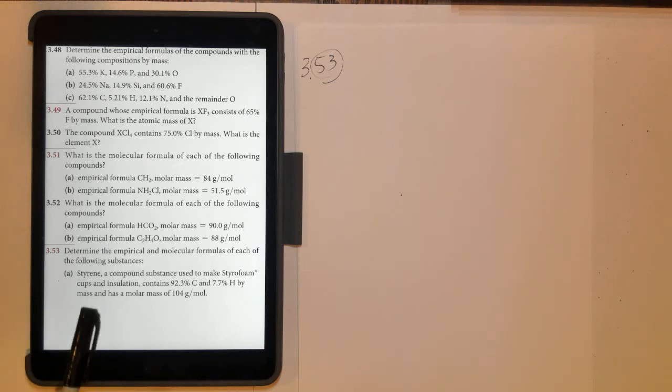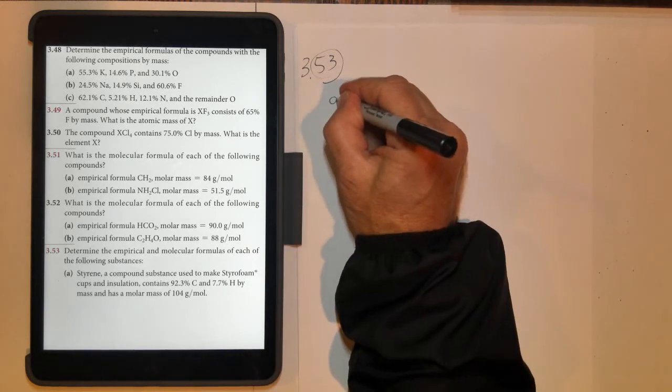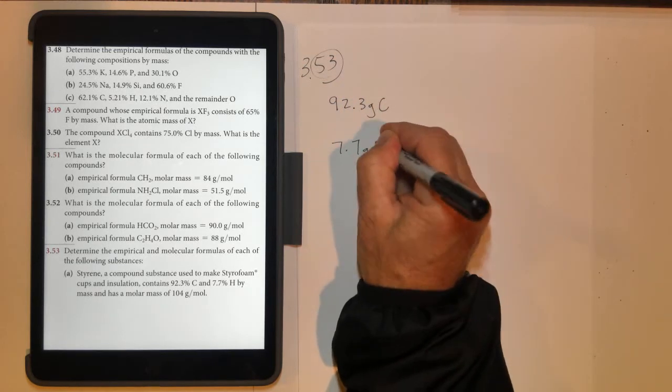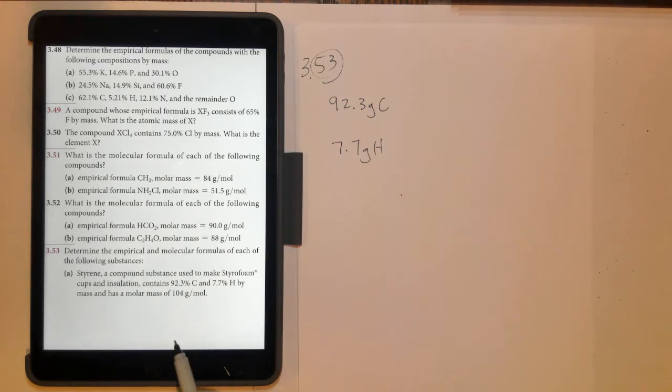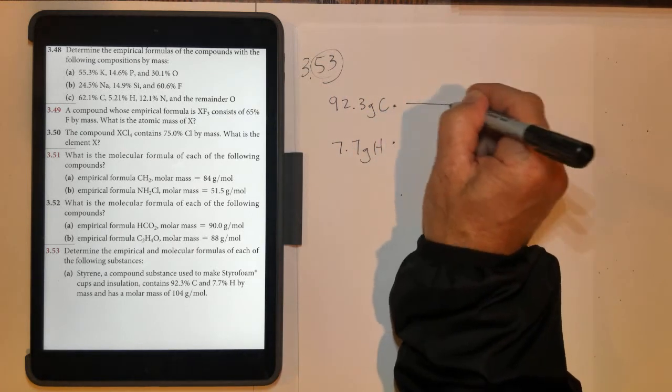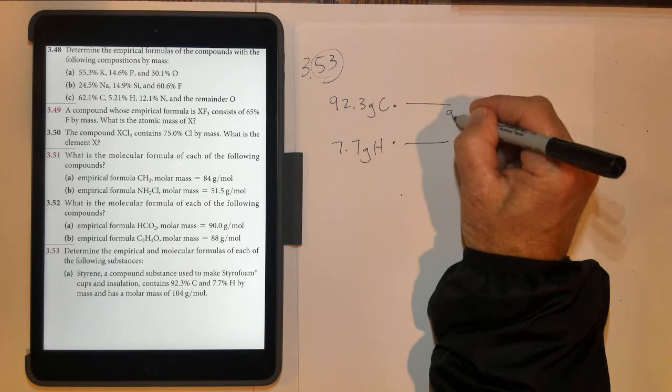3.53, here it says determine the empirical and molecular formulas for each of the following. First step, assume a 100 gram sample, so 92.3 grams of carbon and 7.7 grams of hydrogen. And then we have a molar mass down here at the end that we'll use when we do the molecular formula. Step number 2, convert to moles.